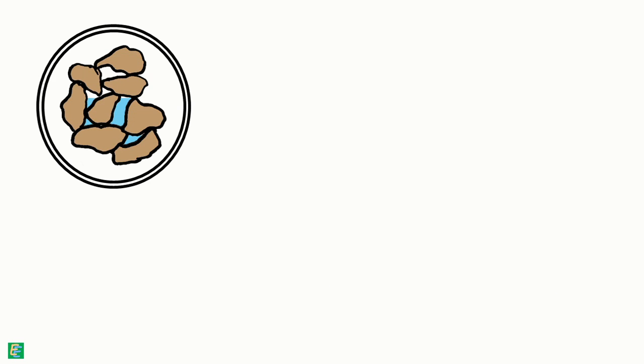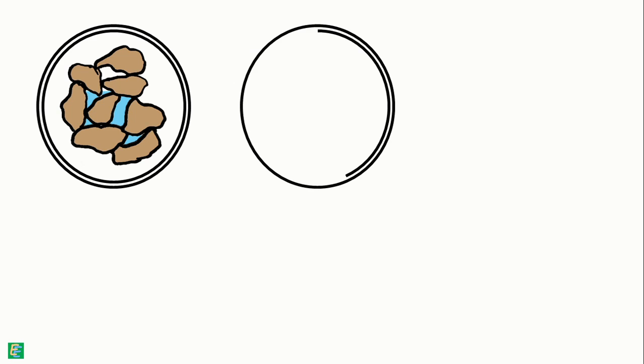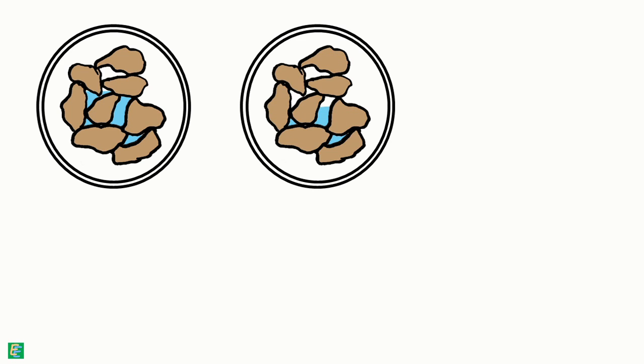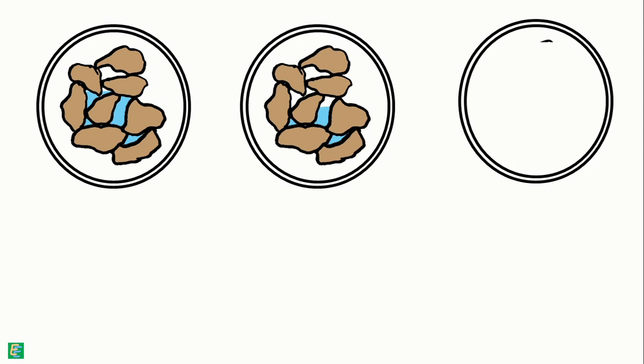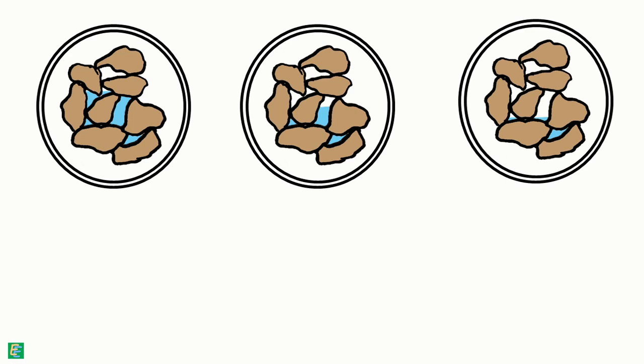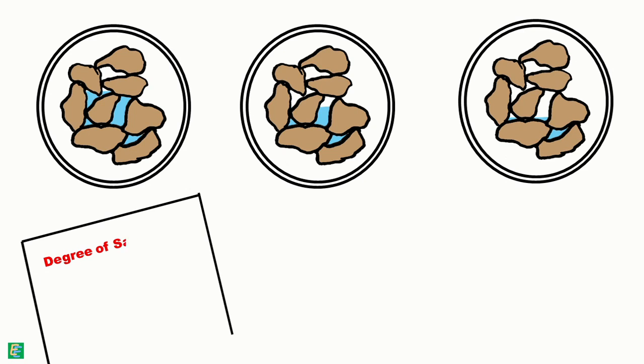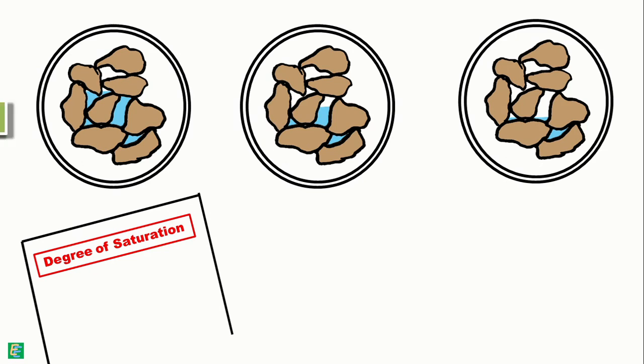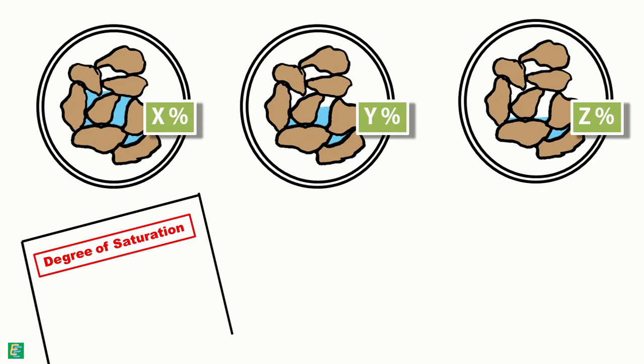Now this diagram represents partially saturated soil, and this diagram also represents partially saturated soil, and this one too. So there is clearly a need to define the term degree of saturation to differentiate between these states of soil and to know how much a partially saturated soil is saturated. So let us define the term degree of saturation, which is denoted by capital letter S.